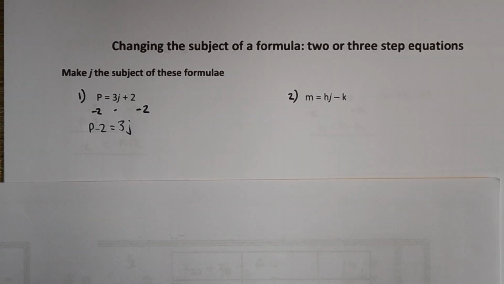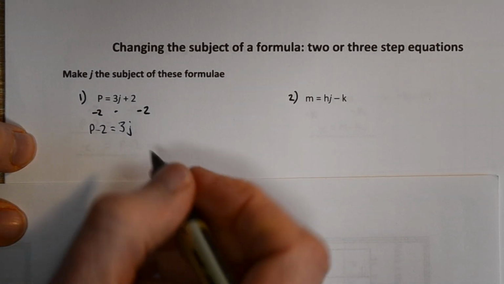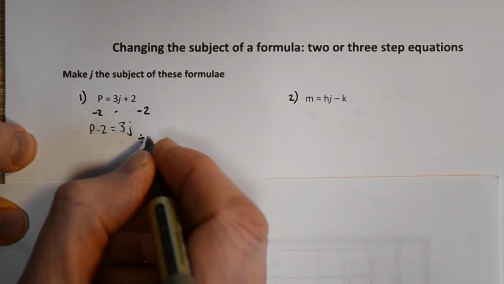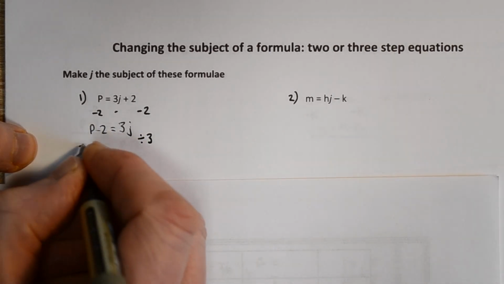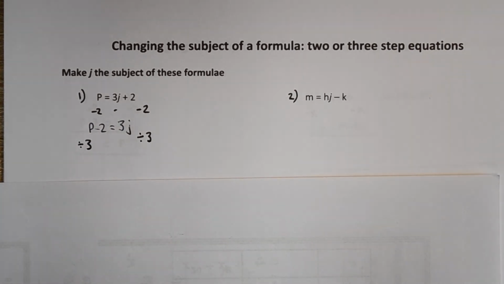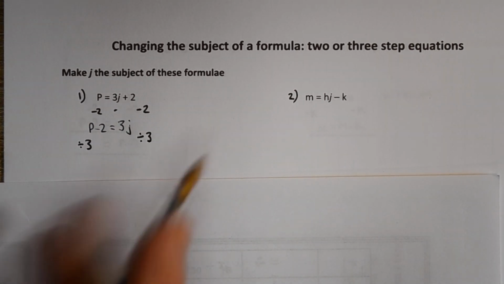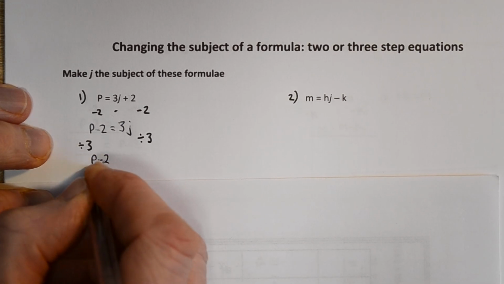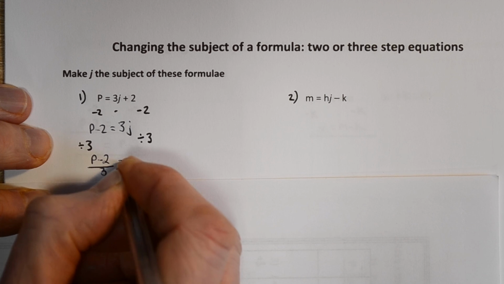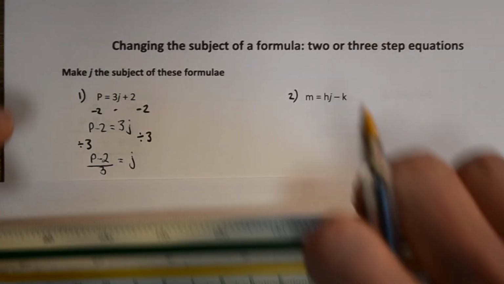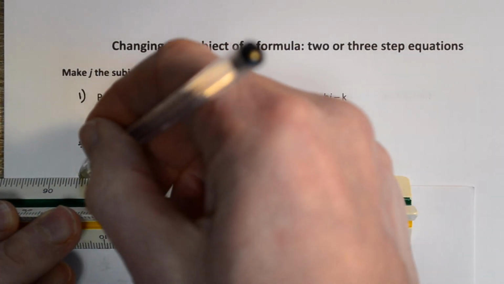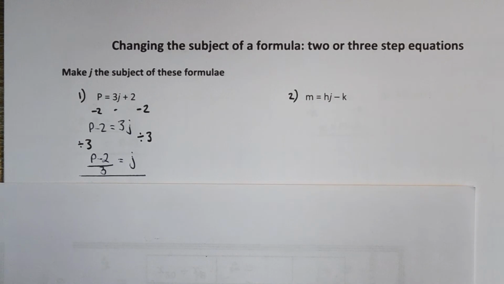Now it's just the one operation we have to think about. It's 3 times J, so we need to do the opposite. We divide by 3. So for our answer, I'm going to use the fraction bar to indicate divide. It's just J on its own on one side of the equals sign, and so we've made J the subject of the formula. That's our final answer.